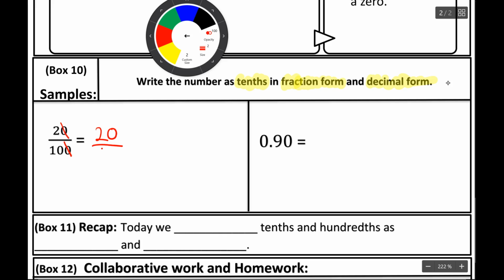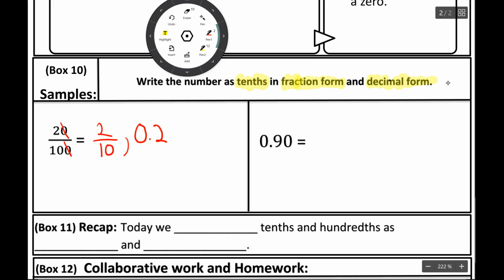Sorry. What is Mr. Arevalo doing? I meant to go fix this real quick. Meant to write 2 over 10, okay? I forgot. We subtracted the 0, okay? 2 over 10. And then in decimal form, this would just be simply 0.2, okay? 0.2. Now we're going to write the number as tenths in fraction form and decimal form for 0.90.